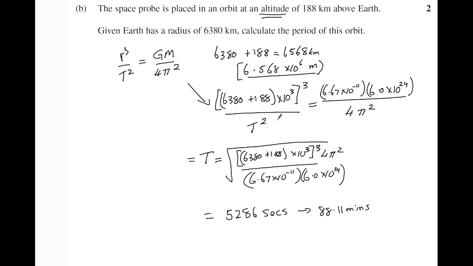Where you could potentially lose marks, you need to be watchful that you haven't forgotten to add the 188 to the 6,380. Or, another common mistake, is forgetting to multiply this by 10 to the power of 3, because the unit here is kilometers and the unit needs to be in meters. So you've got to be careful that you are always using SI units.